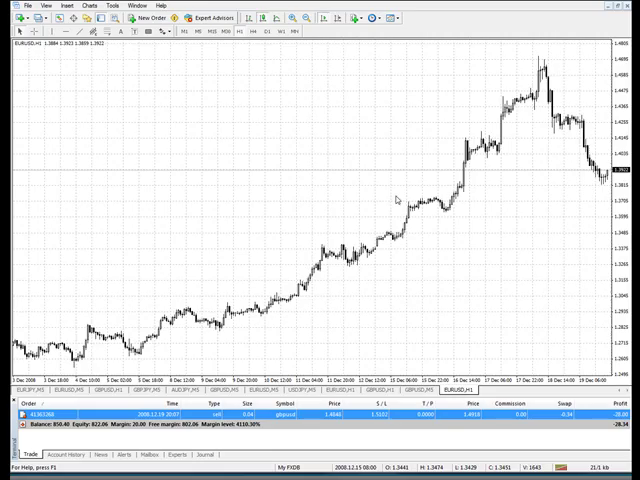Well, that's pretty much how you place orders, how you modify orders, the different types of orders when it comes to using the MetaTrader platform. Refer back to this video if you ever want to know what it means to have a buy stop, buy limit, sell stop order, or how to modify any of your orders in MetaTrader.